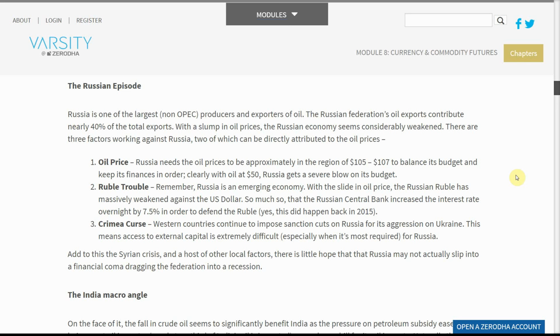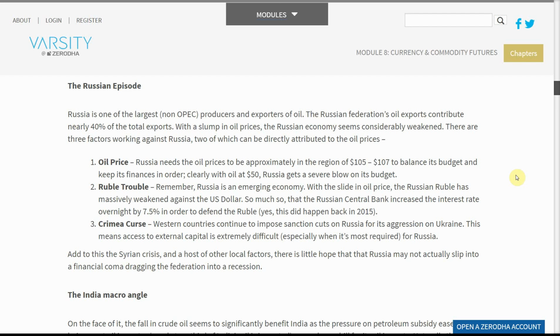With a slump in oil prices, the Russian economy seems considerably weakened. There are three factors working against Russia, two of which can be directly attributed to the oil prices. Oil price: Russia needs the oil prices to be approximately in the region of $105–107 to balance its budget and keep its finances in order. Clearly, with oil at $50, Russia gets a severe blow on its budget.